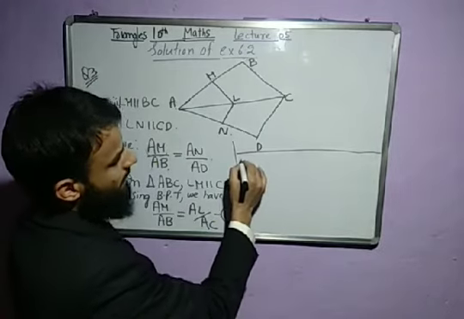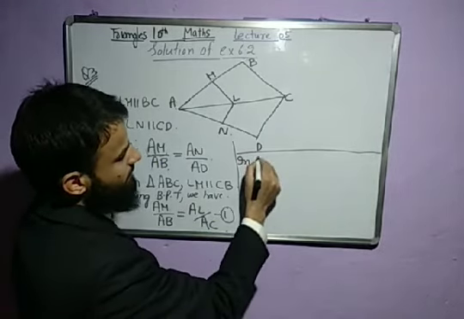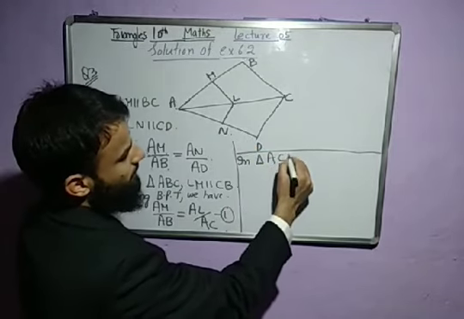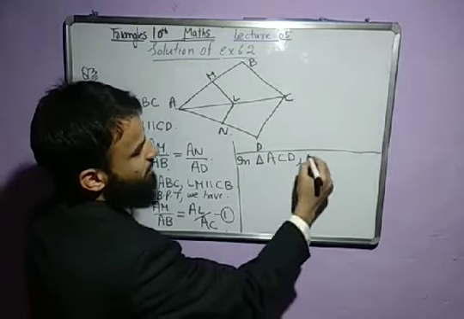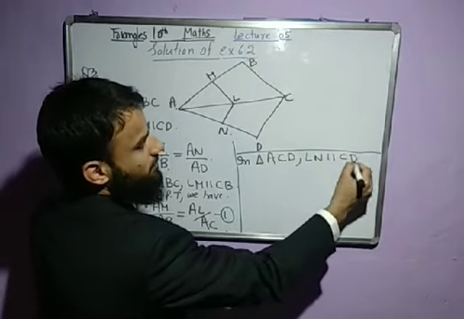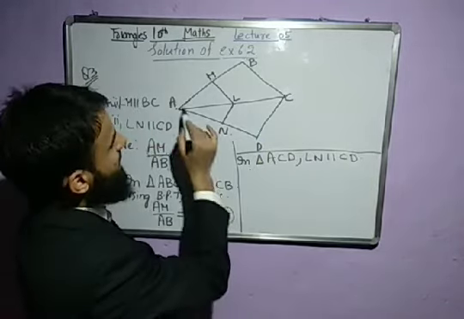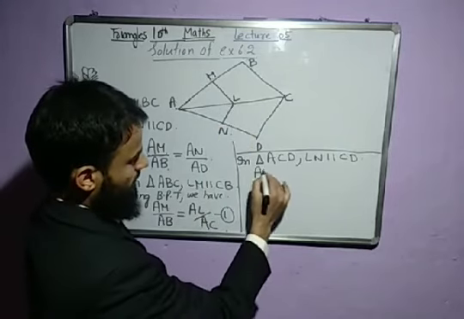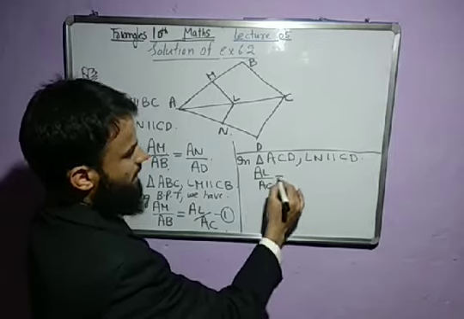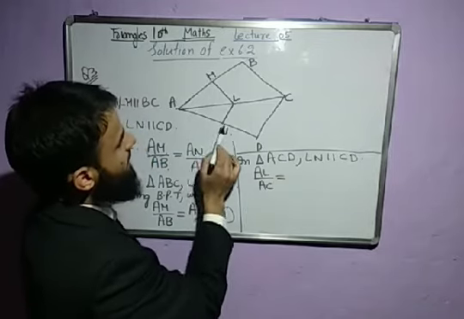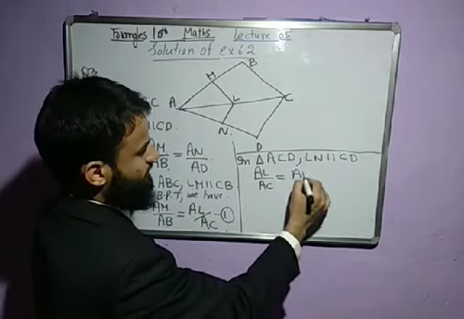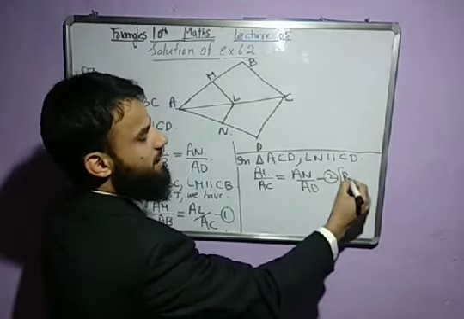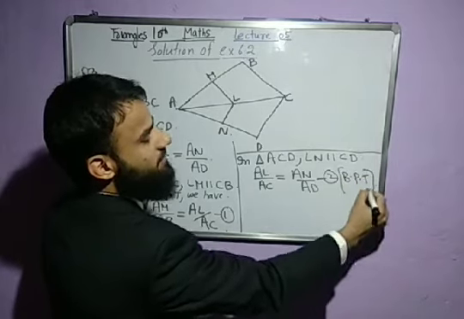Now I will take the triangle ACD. LN is parallel to CD. Now you can write AL by AC is equal to AN by AD. Keep it equation 2. You have to write here the reason: it's because of the BPT. We are applying the basic proportionality theorem.